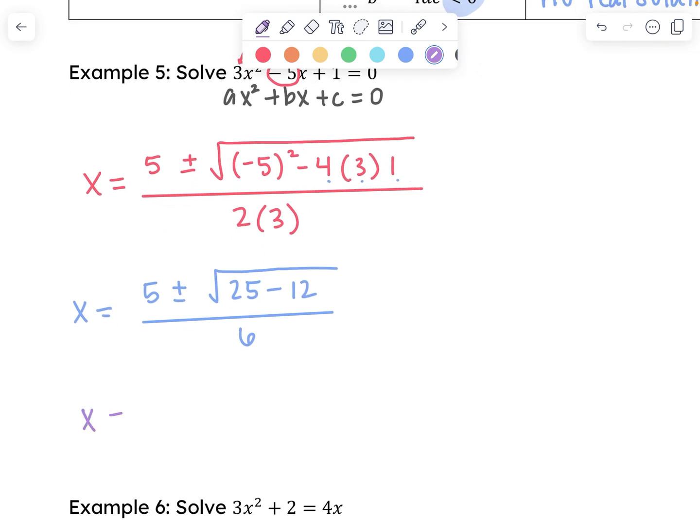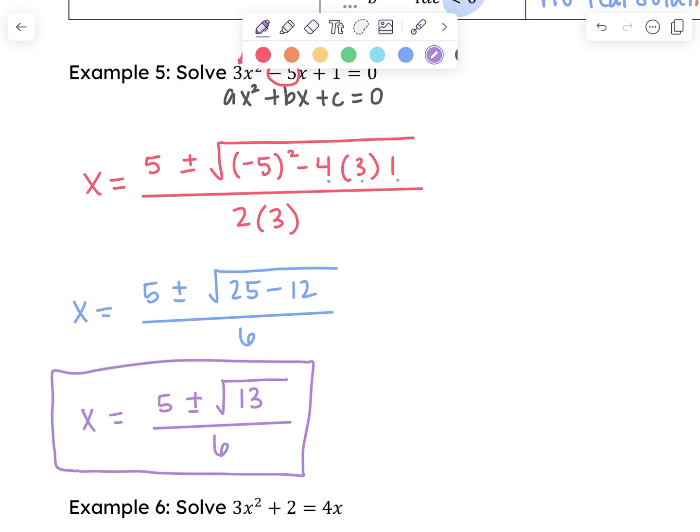So then x equals 5 plus or minus the square root of 25 minus 12, which is 13, all over 6. And if I have the square root of 13, there's not anything else I can do with that. I don't know what the square root of 13 is. I can't simplify 13. That's a prime number. So this would be my answer right here.